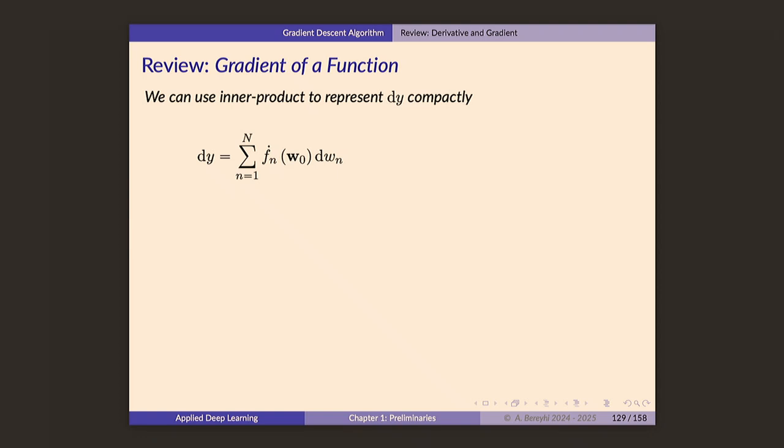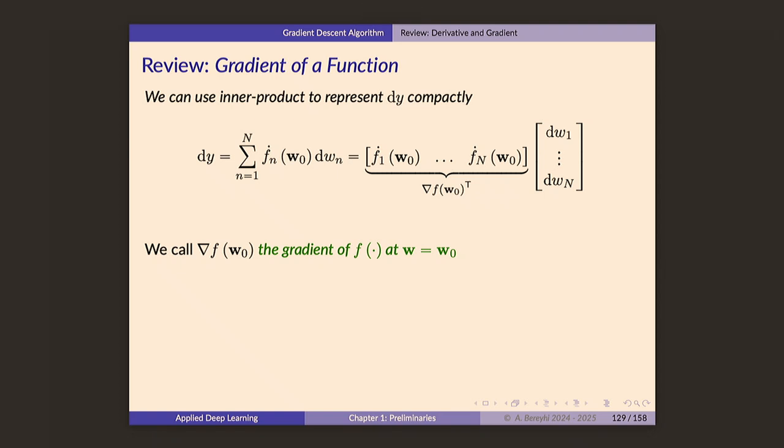So I can make 2 vectors. One of them is this one, which contains all of the partial derivatives. The other one is exactly the dw vector, correct? And the inner product of these 2 is exactly the change that I have in my function, correct? So that first vector, which contains all of the partial derivatives, this is what we call the gradient. So the first guy is the gradient vector.